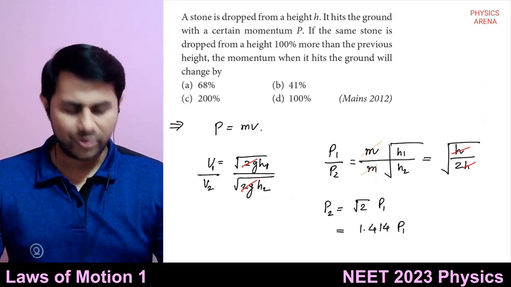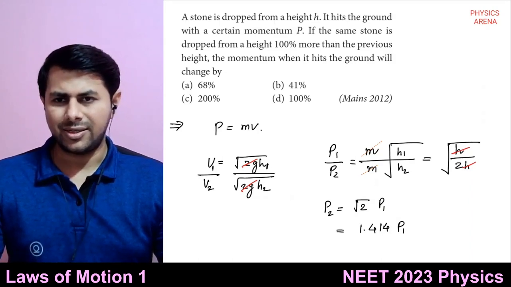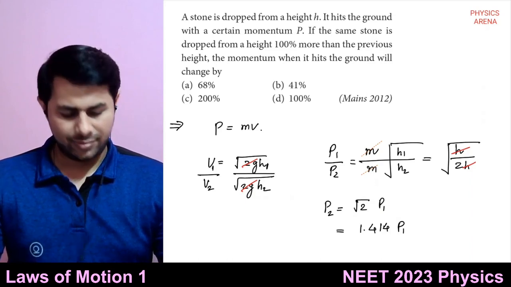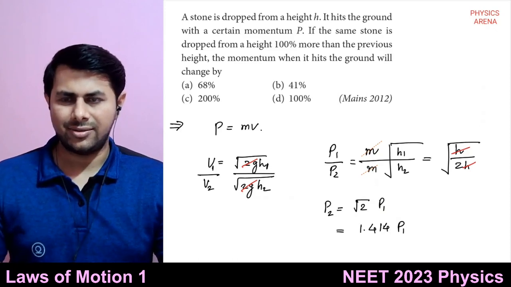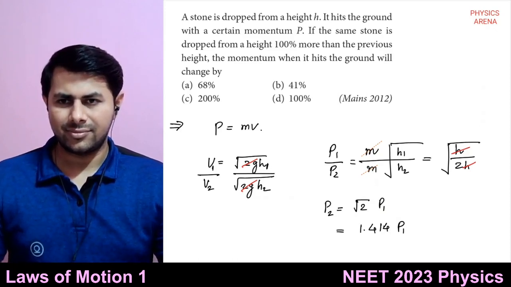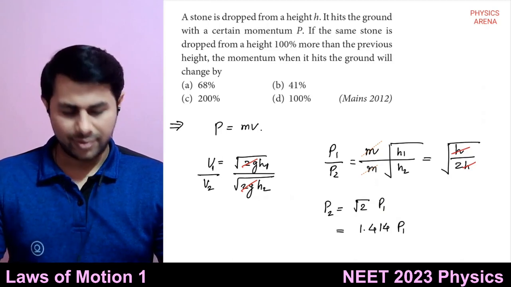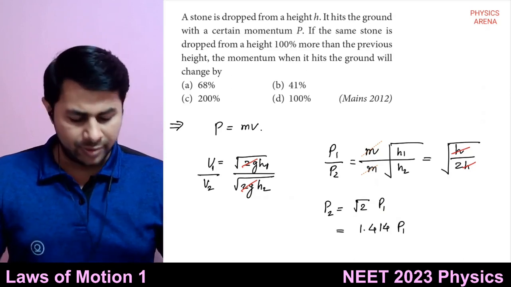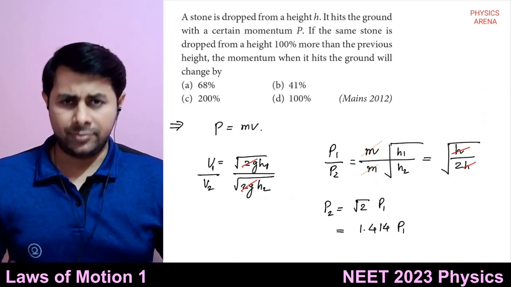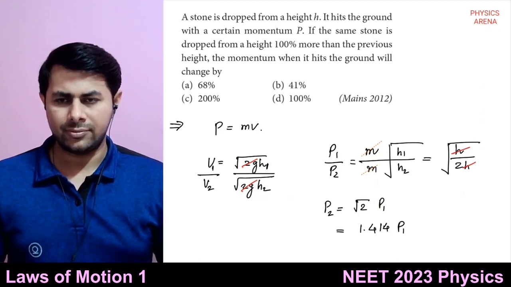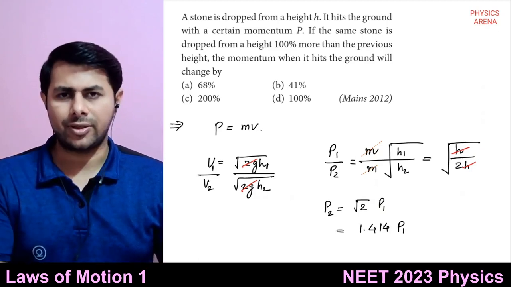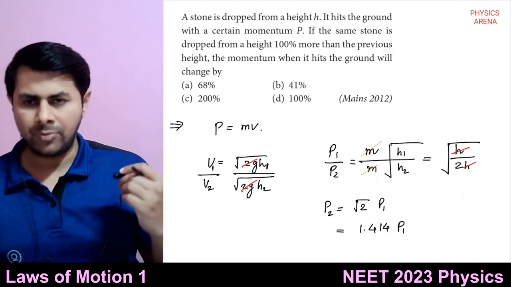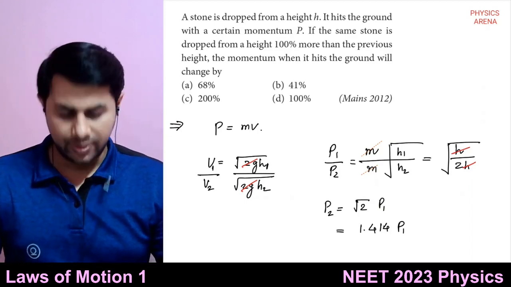41%. 41.4% more, right? Yes, sir. Okay, you got this, or we have to calculate that? No, sir. Got it. Okay, or you can do p2 by p1. p2 by p1 is 1.414. You can multiply that with 100, so you will get 141. So if p1 is 100, that means p2 is 140. Okay, so this is clear, right? Simple question.